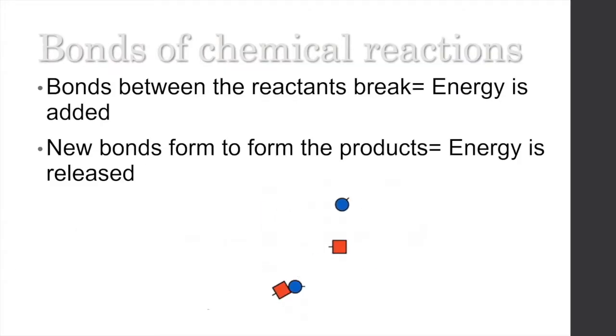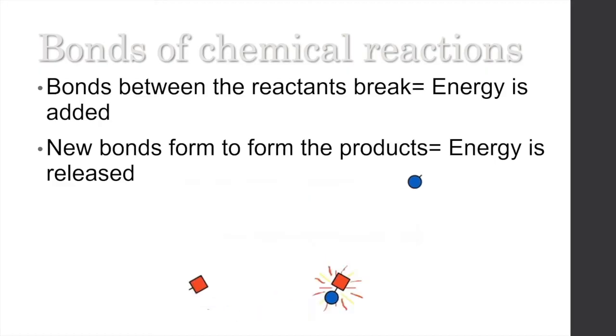Now, when we speak about the bonds of a chemical reaction, the definition of what a bond is, it is the force which holds the atoms together. During a chemical reaction, the bonds between the atoms will break so that the atoms can rearrange to form new bonds to give us the product, which will be on the right-hand side. So the bonds between the reactants, which is the elements or the atoms between the elements, will break.